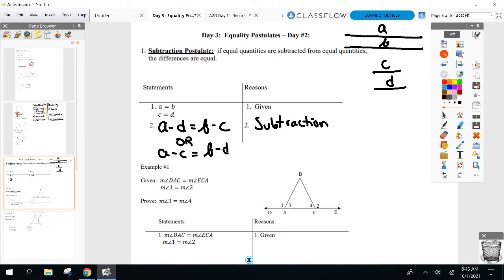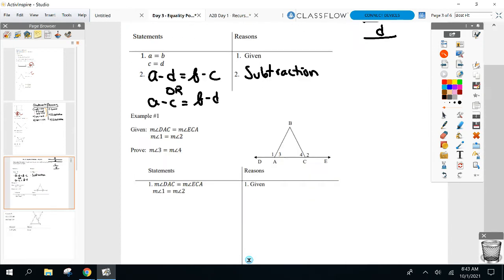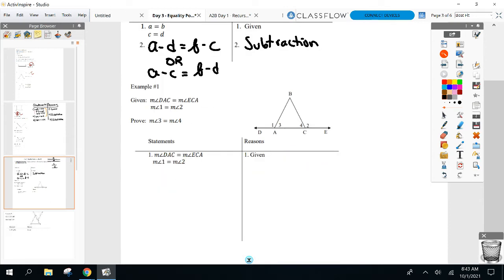All right, let's check out subtraction. What's a subtraction proof look like? Example 1. Angle DAC and ECA are equal. What type of angles are they, by the way? Straight angles, right? Everyone see those? 180 degrees, they're straight angles. And 1 is congruent to 2. Mark them.